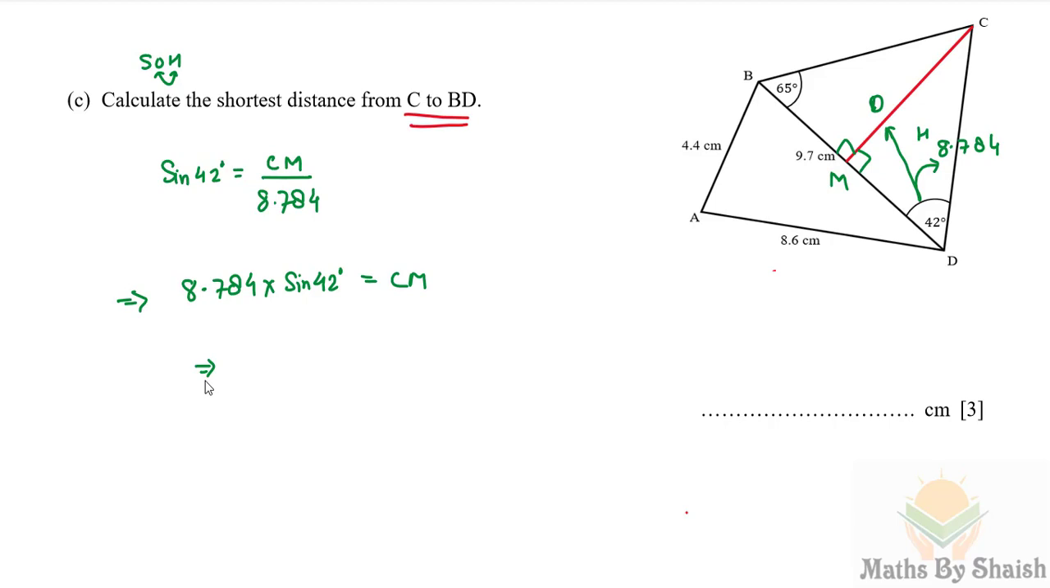8.784 into sine of 42 degree is 5.8778 and so on. So till 3 significant figures we can write it as 5.88 centimeters. So that's the answer. I hope it is clear. Let's discuss the next question now.